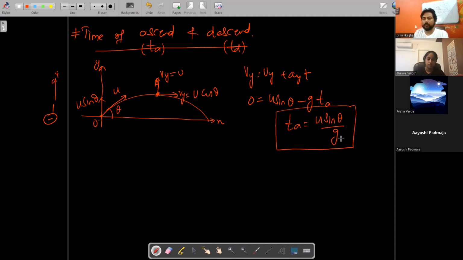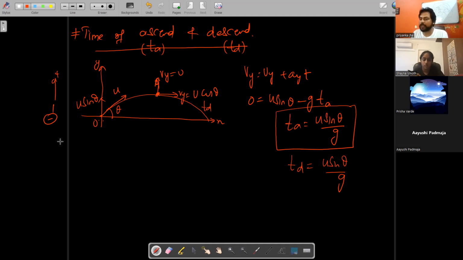And remember one thing, in uniformly accelerated motion, if acceleration is constant, then time of ascent and time of descent will be the same. If there is no air resistance or anything, in that case time of descent will also be u sin theta upon g. So the same amount of time will be taken from here to here and then here to the ground again. It's a downward motion, so gravity is acting in favor. So why is it minus g? Because I have taken upward as positive, so downward would be negative.